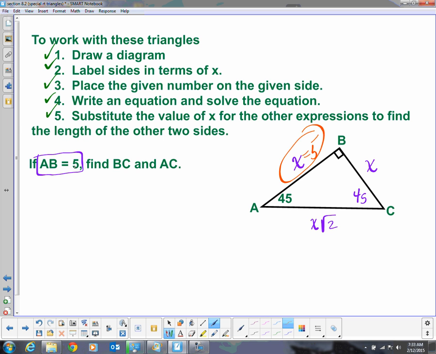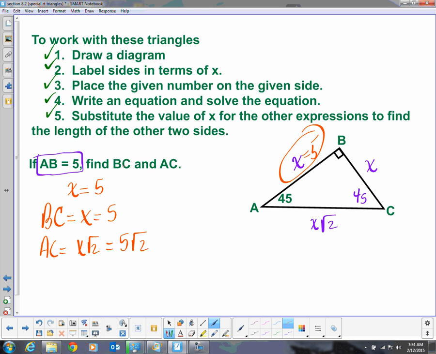X equals 5. Is there any solving to be done? No. All right, so BC happens to be x, therefore it is what? And AC happens to be x square root of 2, so it's going to be 5 square root of 2. This is much easier. Why do I say this is easier than the one we did before? Because there's only one thing that you have to plug in. There are two x's. Yeah, right, right.